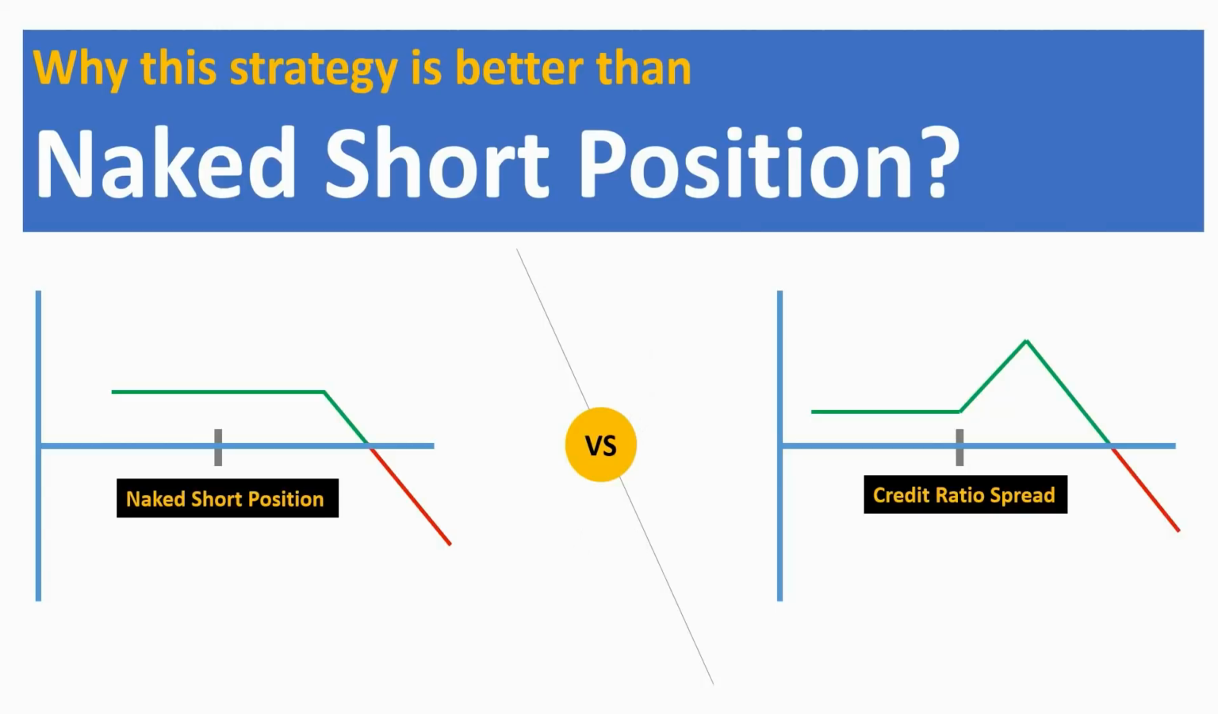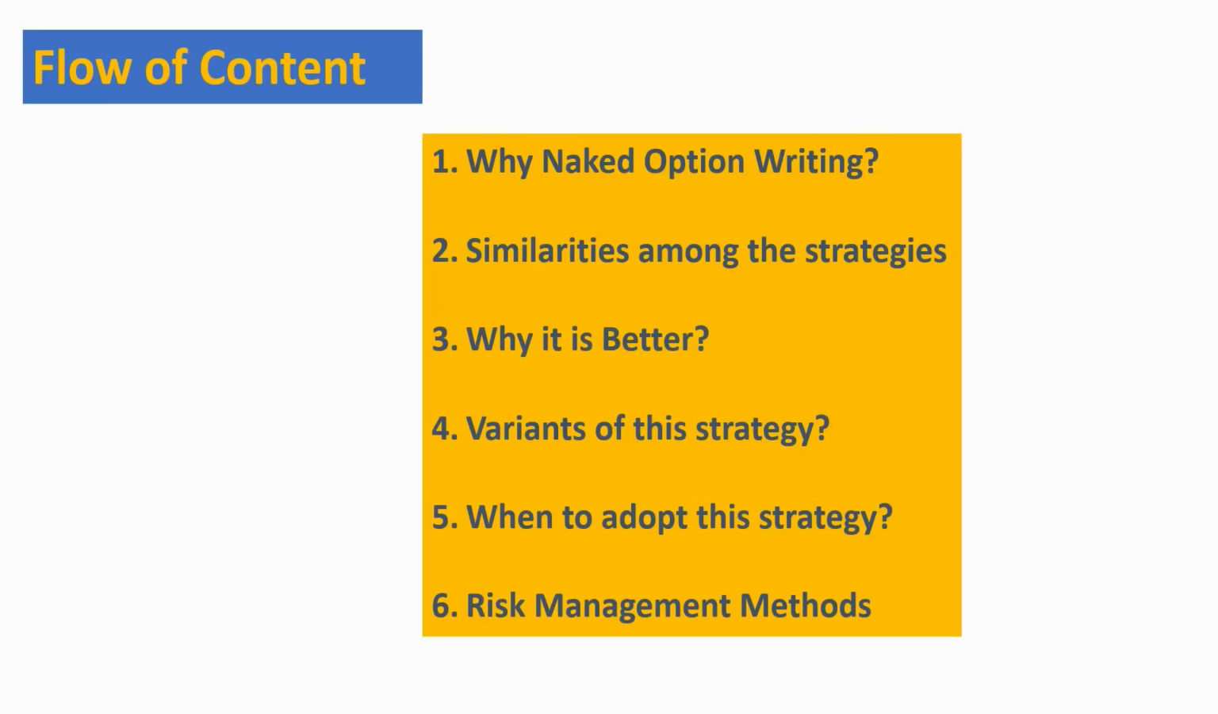But to explain that, I have this flow of content. Let me first explain why naked option writing, because there you understand the importance of probability and the probability curve. Later we get into the similarities between these option strategies, because if you are an option writer, if you simply write out of the money options, you will see a lot of similarities with what you do with the credit ratio spread. Only with that understanding, with conviction, can you actually get into that particular strategy.